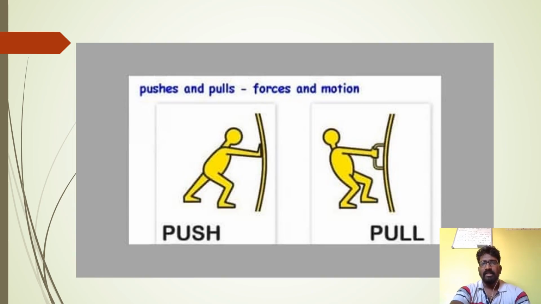See here, there are two examples of what is meant by push and pull. If you are trying to push an object, this is how you will be doing it. Pushing an object is an example of force, and again, dragging an object, that is, pulling an object, is another example of a force. So these two indicate very clearly what is meant by force.